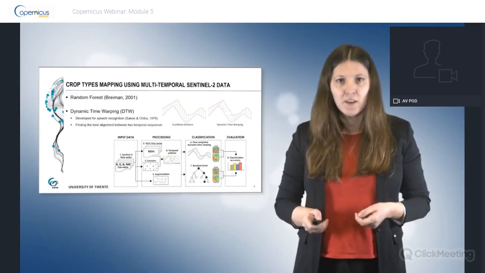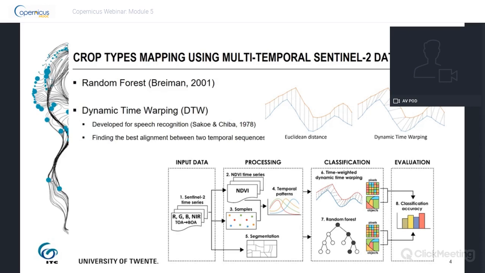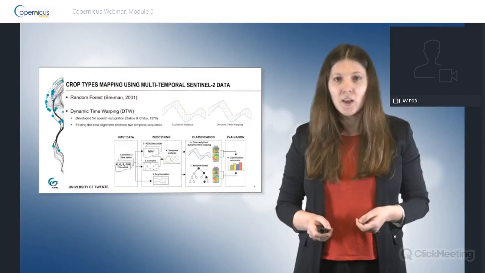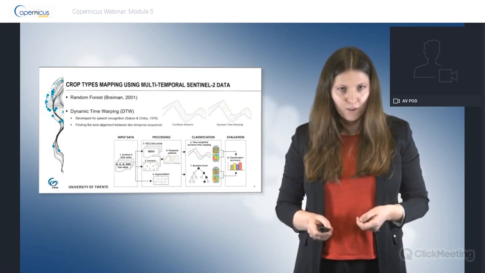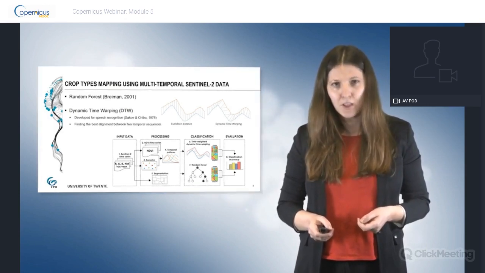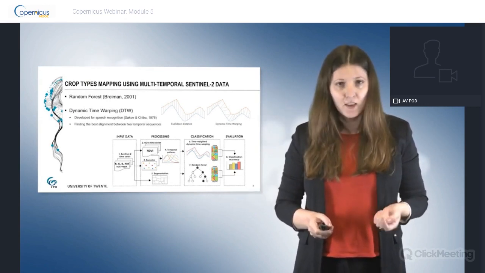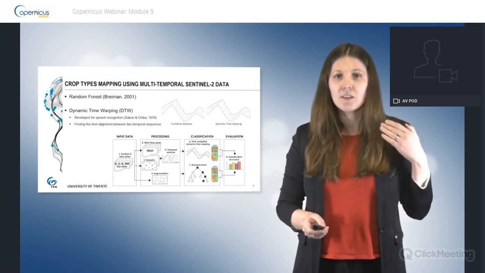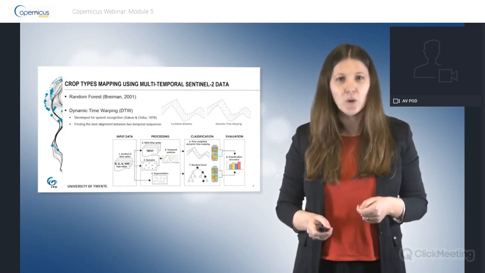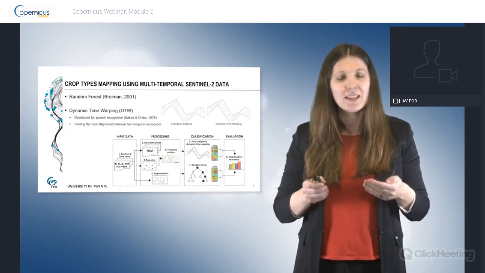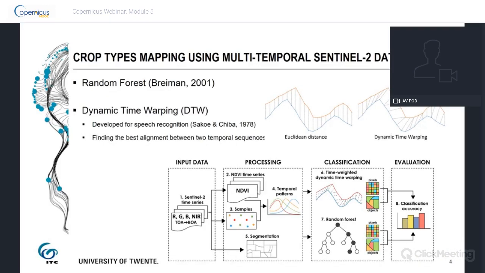More specifically, I'm using random forest classifier, which is a classifier very popular in the remote sensing community. And the second approach I'm using is dynamic time warping. This is a bit new to the remote sensing community, but it's a very old approach. It was proposed in 1974 in the speech recognition community, and these days we decided to use it because it proved that it can help us to align temporal sequences that might be shifted. And in agricultural applications, this can happen very often.